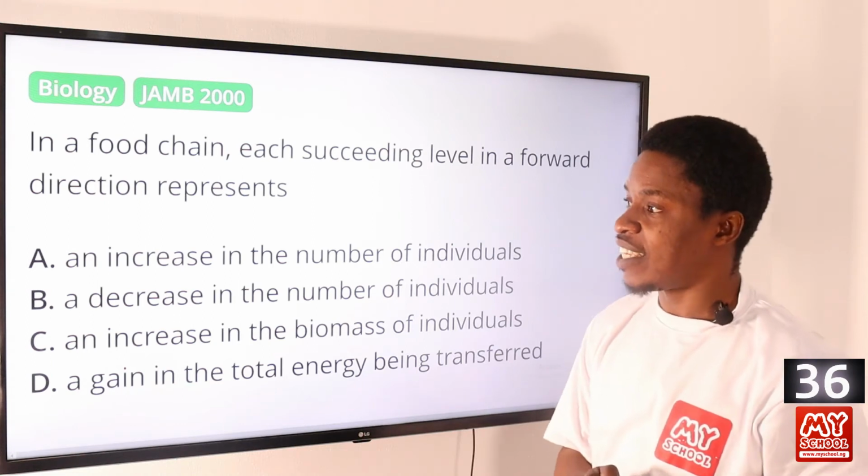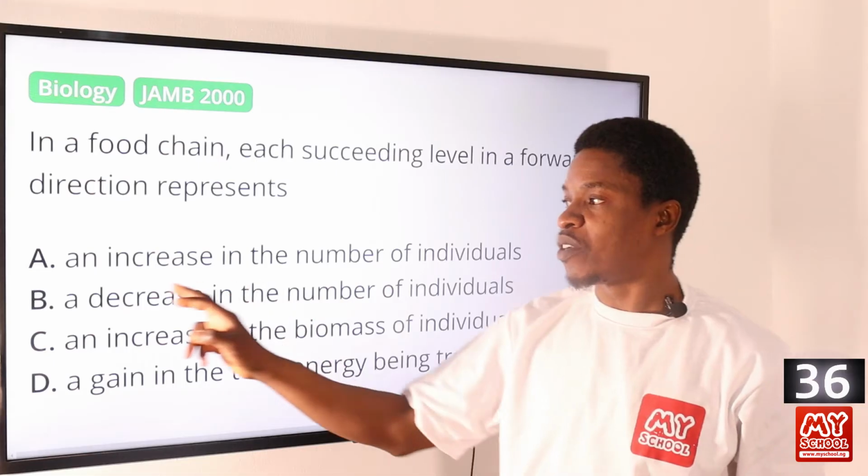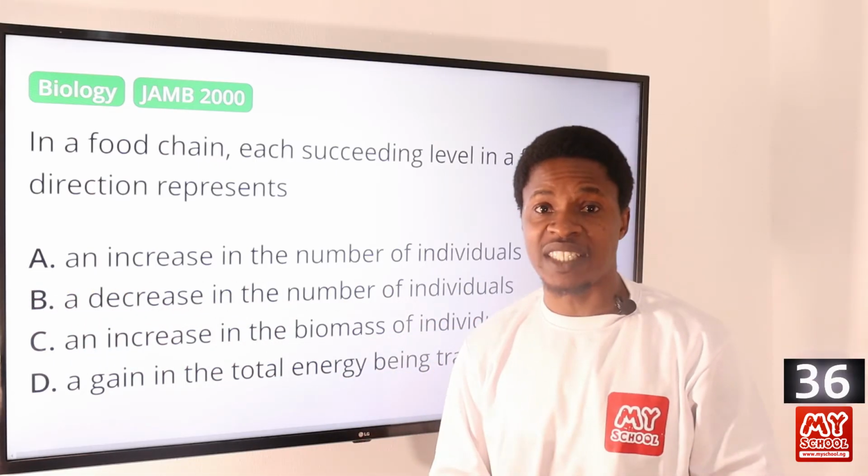So the correct answer here is option B, which is a decrease in the number of individuals. The number of individuals that are actually in that food chain will be decreasing. So the correct answer is option B.